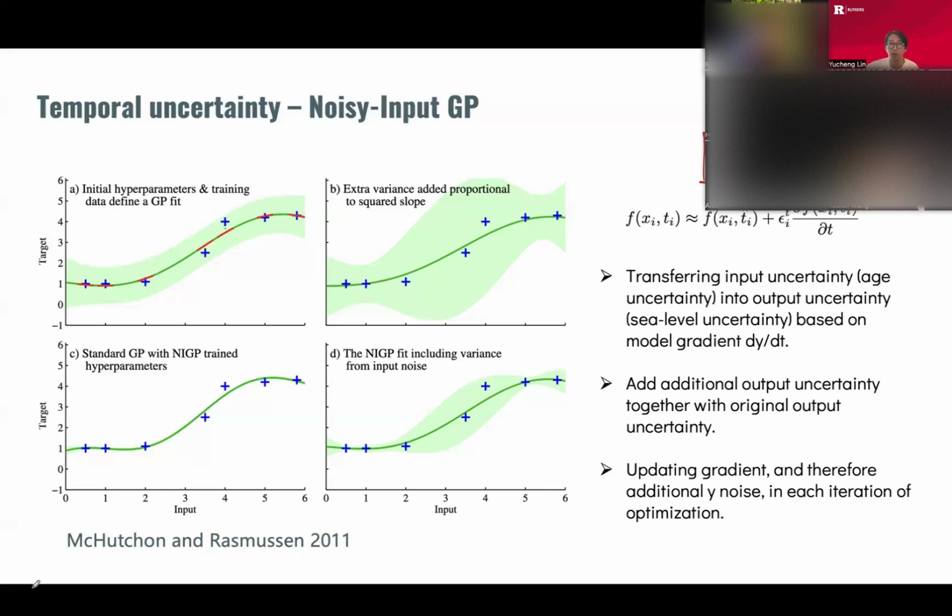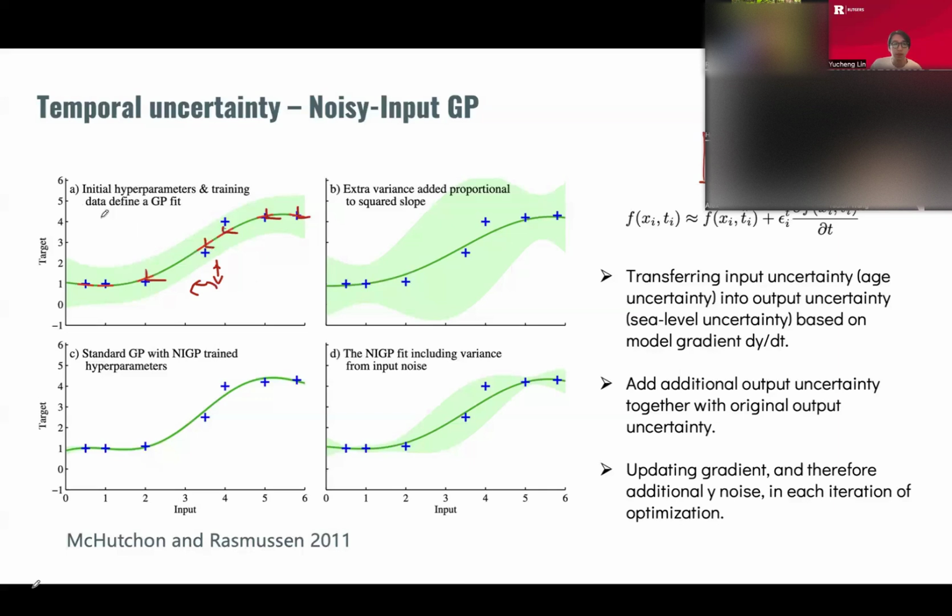Here the first method is what we call the noisy input Gaussian process. The basic idea is quite simple: we want to transfer this temporal uncertainty into vertical uncertainty. Temporal uncertainty is in the horizontal direction, and we want to convert this horizontal uncertainty into vertical uncertainty. The way we do that is we calculate the gradient for each data point, and then we use this gradient to convert this horizontal uncertainty into vertical uncertainty.